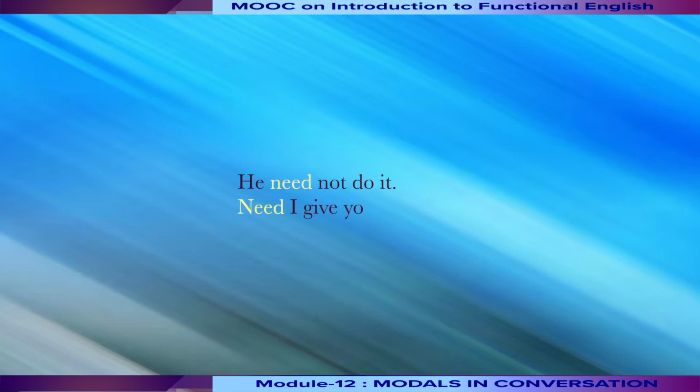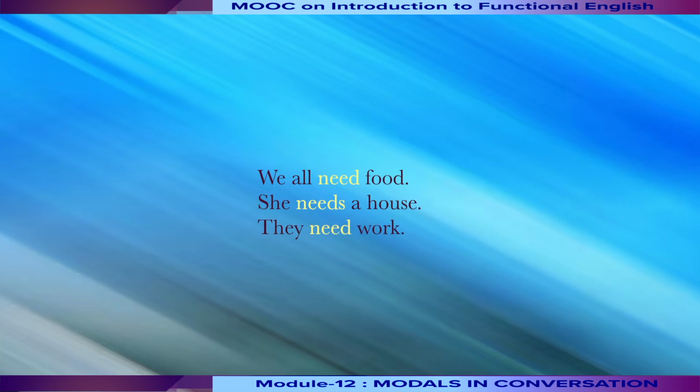He need not do it. Need I give you more money? So see the distinction. The first two sentences, need is used as an ordinary verb, and as an ordinary verb, it is used generally to mean want. We all need food. She needs a house. They need work. So that is the ordinary verb. We are not really talking about that. We will concentrate on the second part, as an auxiliary.